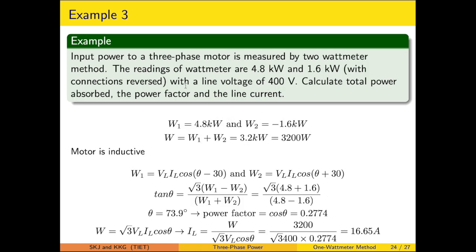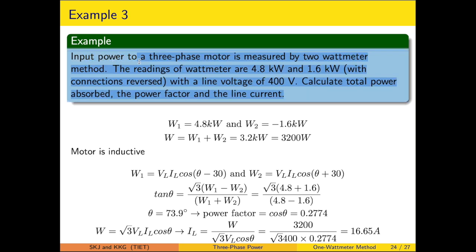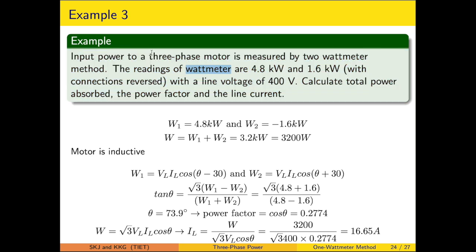The third and the last example in this: the input power to a 3-phase motor, you please be mindful here, the consideration is motor, is measured by the 2 wattmeter method. The reading of the wattmeters are 4.8 kilowatt and 1.6 kilowatt with connection reversed. So this particular is important.